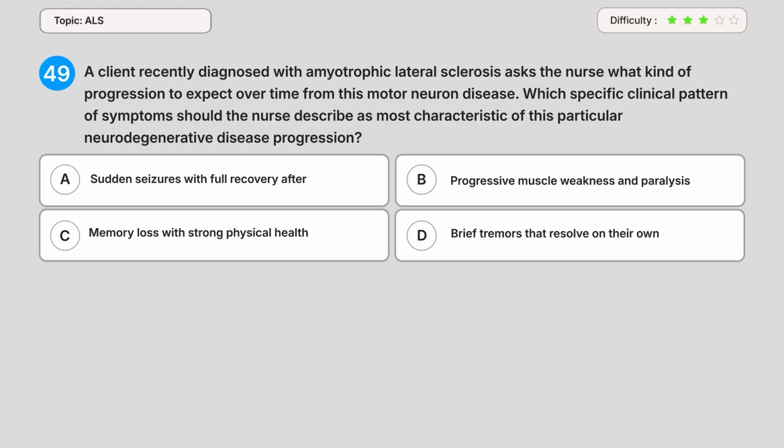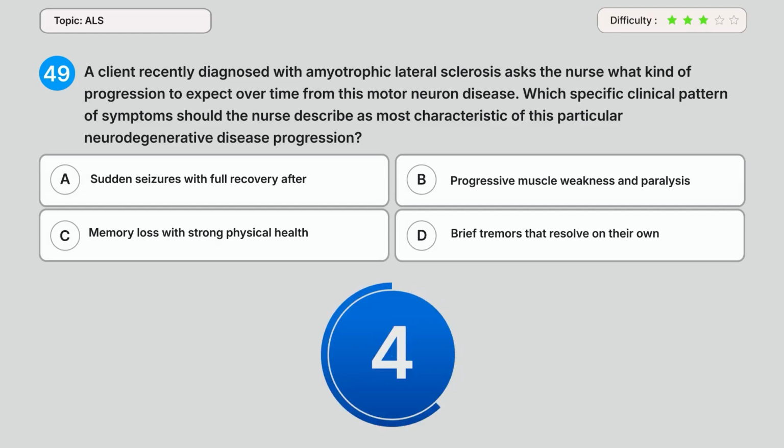A. Sudden seizures with full recovery after. B. Progressive muscle weakness and paralysis. C. Memory loss with strong physical health. D. Brief tremors that resolve on their own. Can you guess the answer?